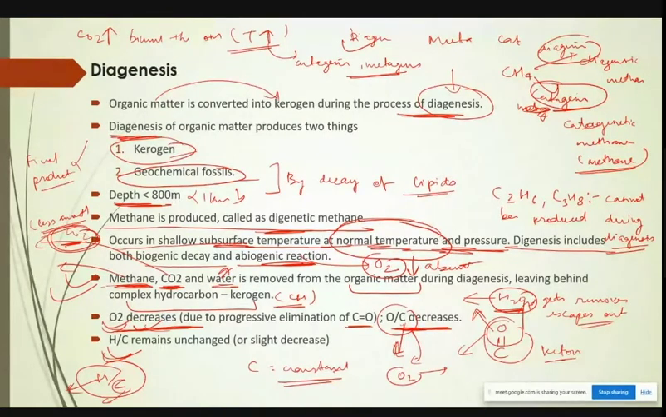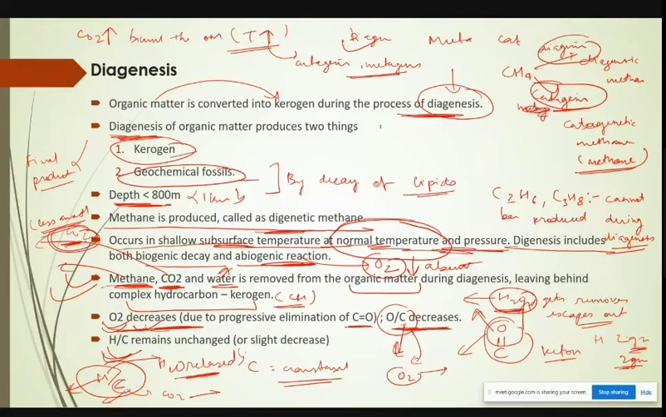Sir, how does the hydrogen by carbon ratio remain unchanged? Because, like we discussed in the previous point, H2O is also being released, as well as CO2. But these are in small amounts. So if there is a decrease in hydrogen by 2 gram, carbon is also decreasing by 2 gram. Both of them are decreasing, so the ratio will remain constant.